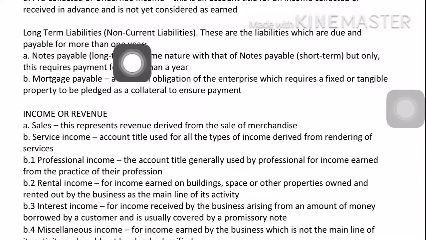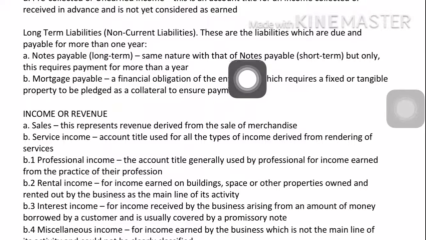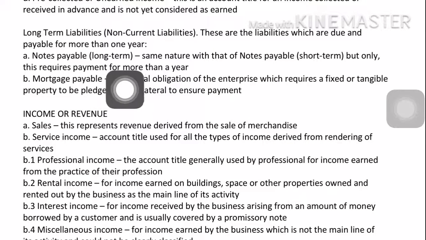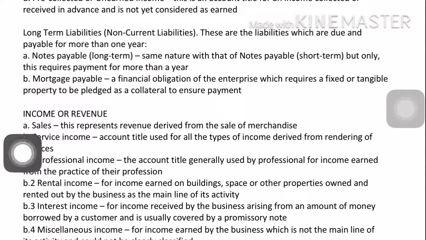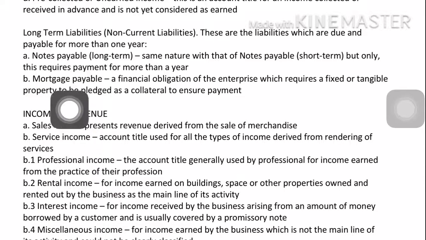So, under PDIAC, notes payable, long-term, same nature with that of notes payable sa short-term but only this requires payment for more than 1 year. So, kani siya is mag-same nagyapon siya sa note payable nga short-term pero kani siya is kanang bayaran nimo siya 1 year, more than 1 year.